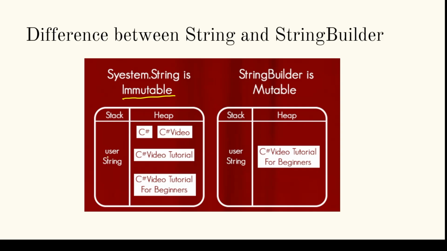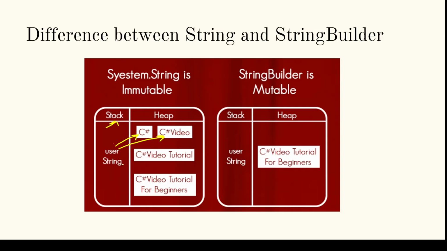Meaning, if I create a string in C# and I try to change that string to something else, in that case, the old string will also remain in the memory and we will create a new object for the string. Let's suppose I have a user string variable. This variable will get created on the stack and I am storing C# in it. So this user string will point to the C# string on the heap. And let's say I change my user string to C# video. What will happen? The C# object will stay in the memory and our variable will point to a new object on the heap.